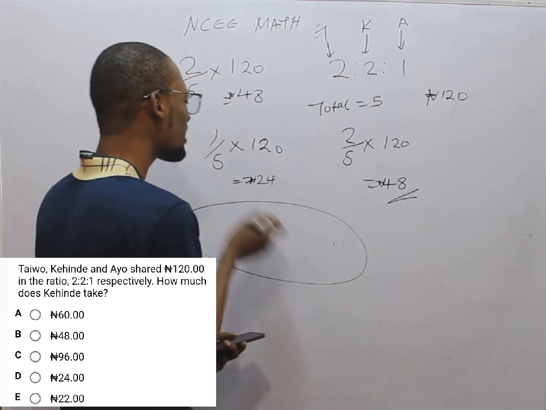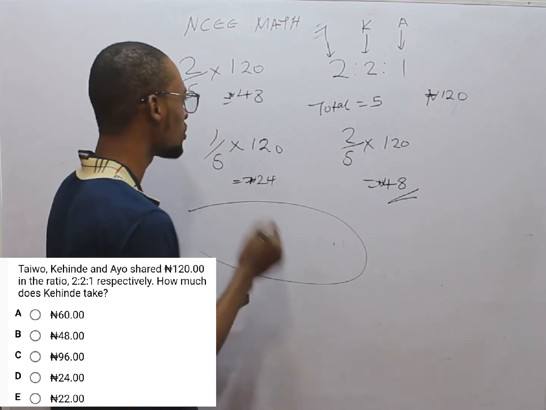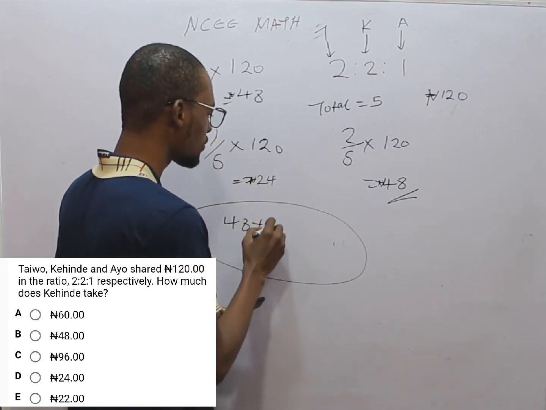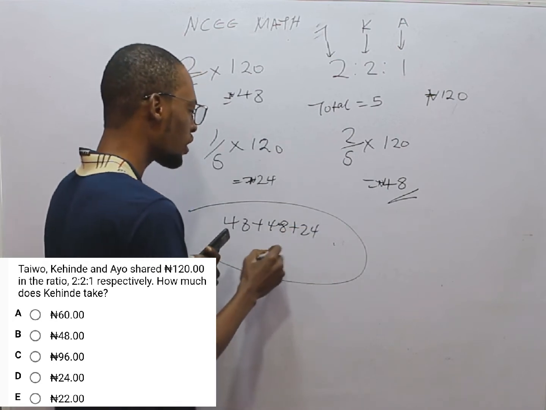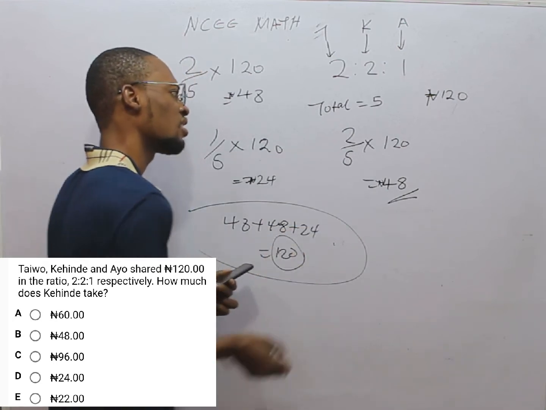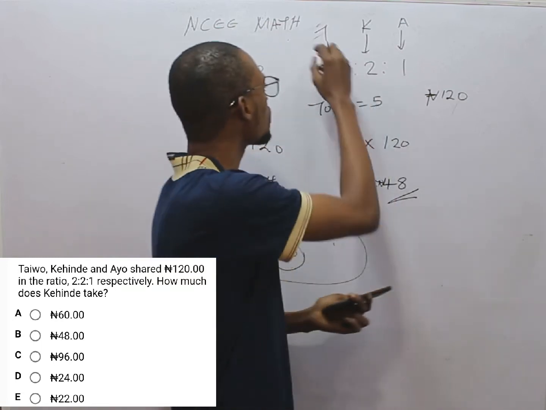Then you can actually check whether your answer is correct by adding them. 48 plus 48 plus 24. Will that give you 120 naira? If yes, then you are on the right track.